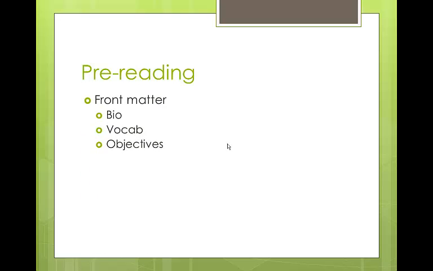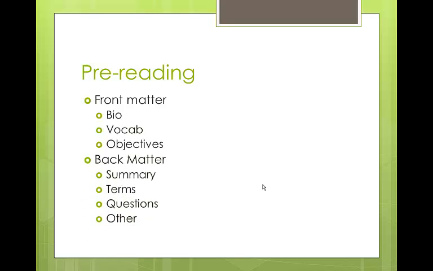This includes the front matter, and many chapters of textbooks nowadays have a biography about the author. This might just be in the introduction itself, but they usually list some kind of vocabulary that you need to know, as well as objectives. And the objectives are what the author expects you to learn from the text. As you're reading, if you can comprehend these objectives, then there's a real good chance that you will master each chapter and have the knowledge that you need to successfully indicate to the instructor that you have read and understood the material.